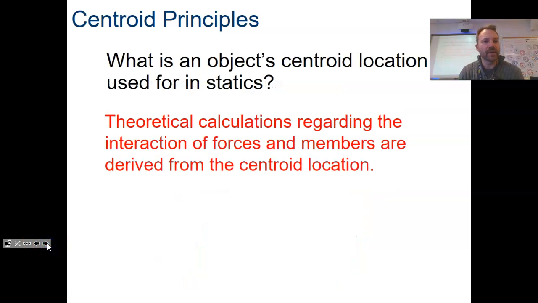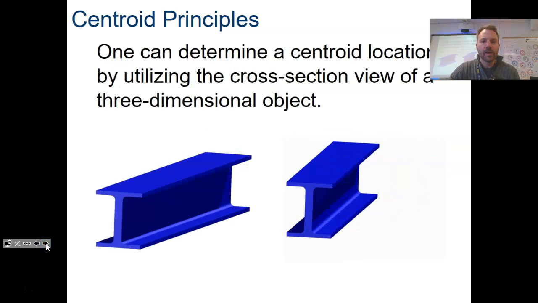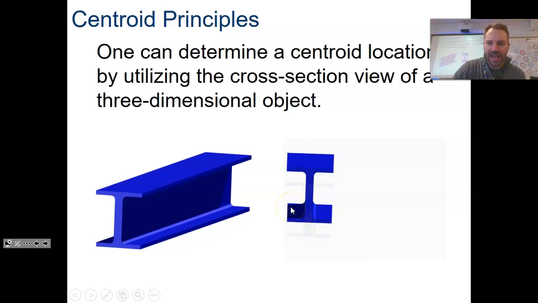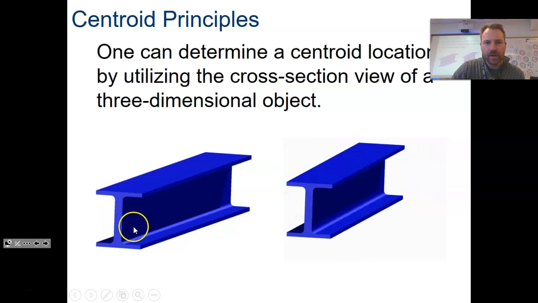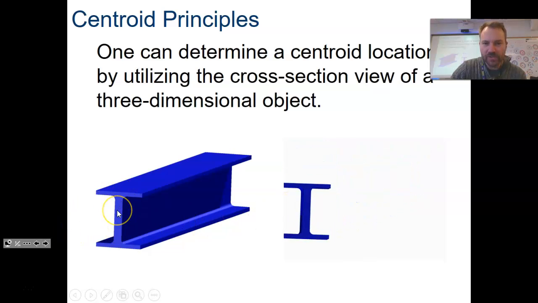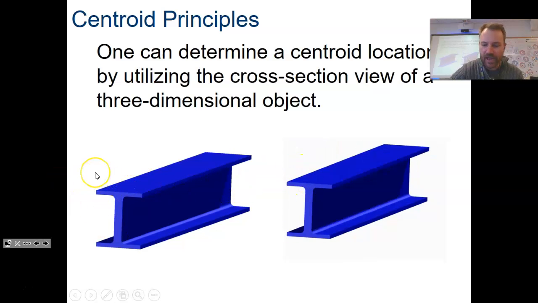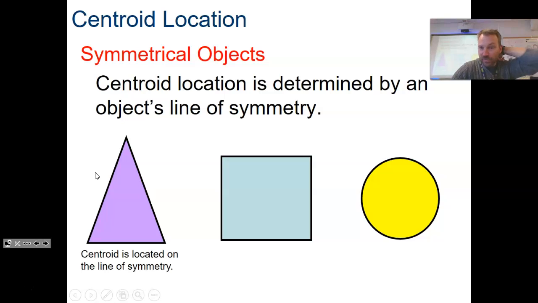What do we use it for in statics? Theoretical calculations regarding the interaction of forces, and just a lot of fancy words for when you apply a force, you want to know if the thing turns or not. Here's an I-beam, and knowing where the center of mass, or the centroid, is, we're going to look at what's called a cross-section. So we're going to turn this thing and look down the end, and it makes like the letter I. And the centroid would be right in the center.